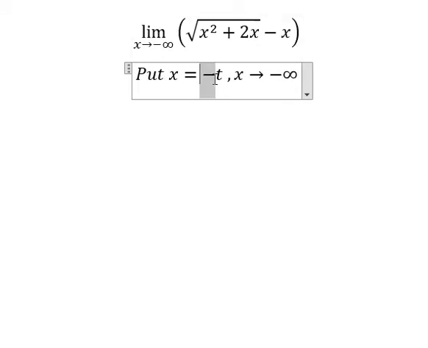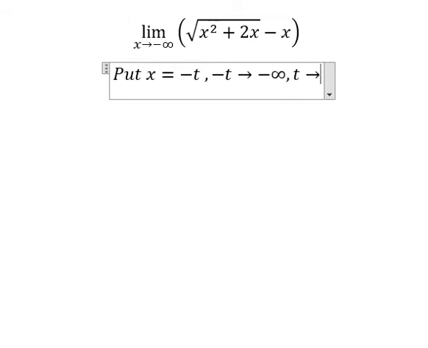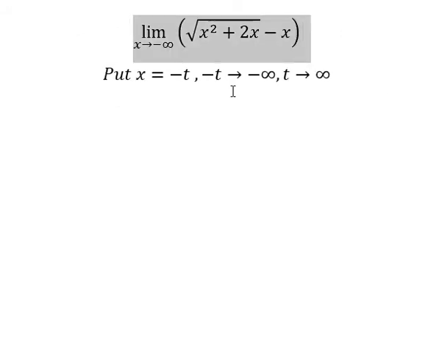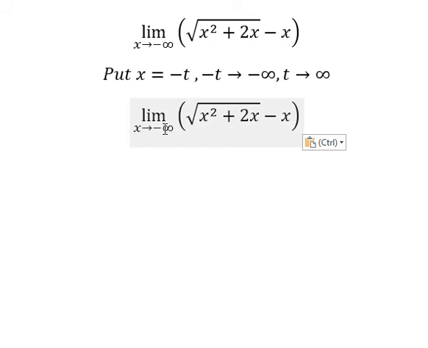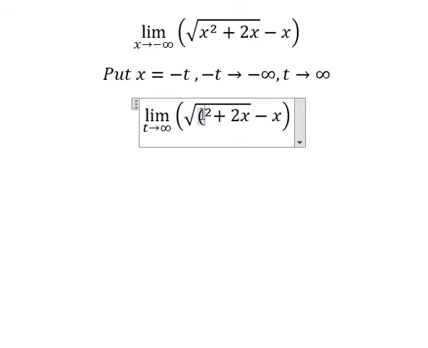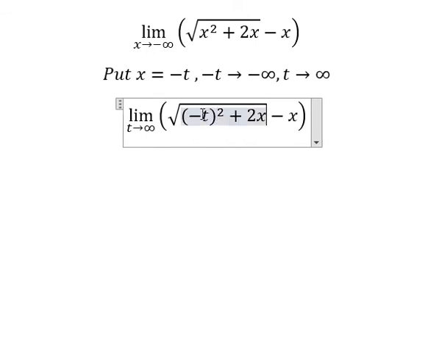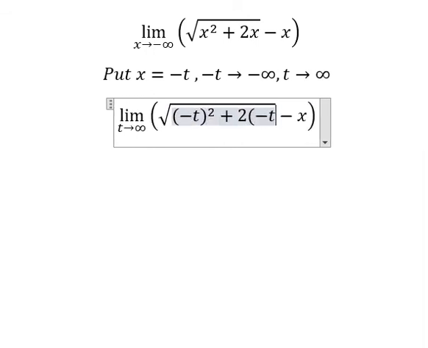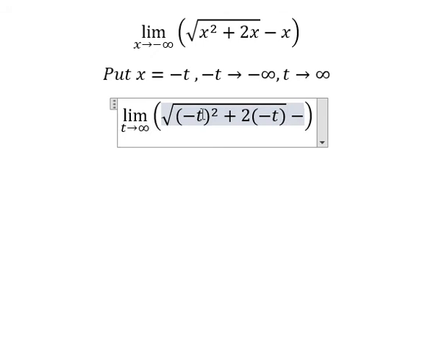Now we put negative t in here. So negative and negative, we simplify. So t approaches positive infinity. So this one we change by t approaching positive infinity. S we change by negative t, and negative t.